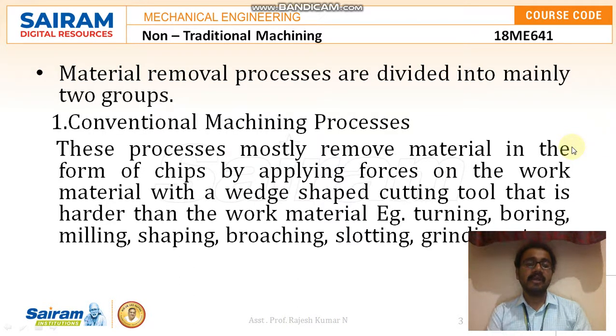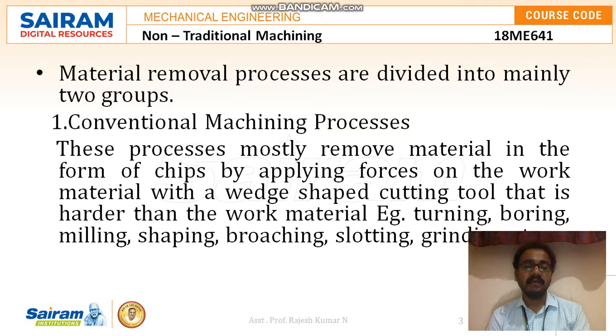Here the material removal processes are mainly divided into two major groups, that is, conventional machining processes and non-conventional machining processes. We can also call them the traditional machining process and the non-traditional machining process. As you are aware, this subject is fully about non-traditional machining processes. Since we are very much aware of what a conventional machining process is, or in other words a traditional machining process, we are not discussing much about the conventional machining process.